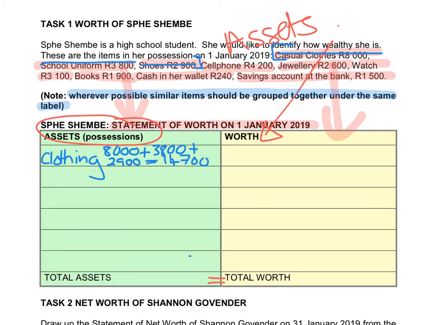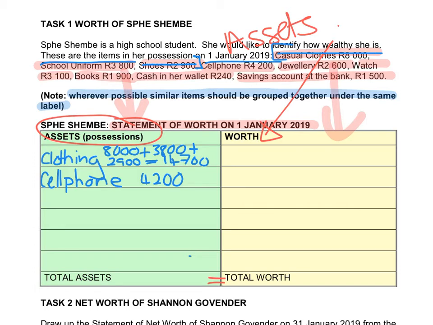Cell phone. Does she have any other electronics? No. So we can just write in cell phone and the value. And that is 4,200. And you can cross it out.